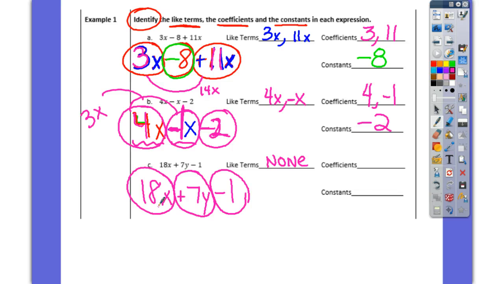All right? Do I have any coefficients though? Yes, I still have coefficients, even though I don't have like terms. What are my coefficients? 18 and 7. Are they both positive? Yes, positive 18 and a positive 7. Any constant? Negative 1. The number all by itself right there, the negative 1.